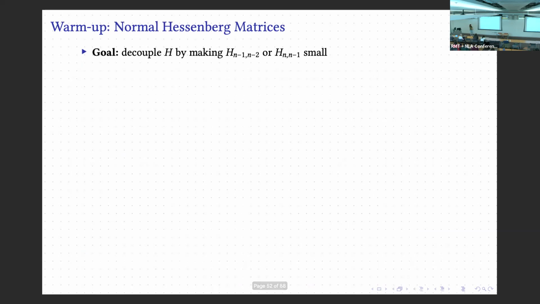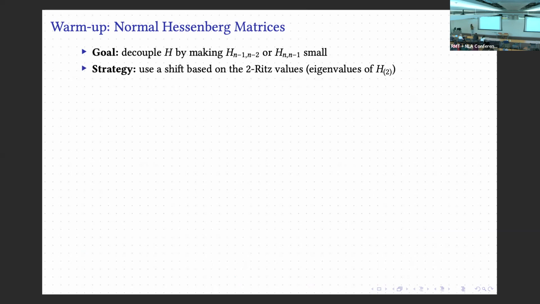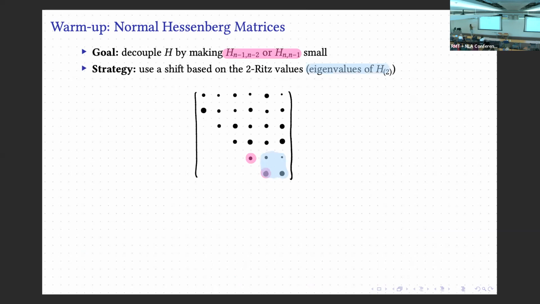Okay, good. So just as a warm-up that'll take probably the rest of the talk, let's see how this works for normal Hessenberg matrices, which have a lot of extra structure. So here's the idea. We want to decouple. Our goal is to decouple the matrix by making one of these two entries small. We're going to focus on these entries just for convenience. And the strategy is going to be to use a shift like the Wilkinson shift that I mentioned before, that is some function of the eigenvalues of this lower right-hand block.